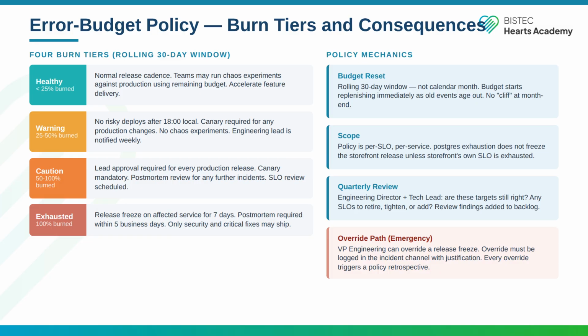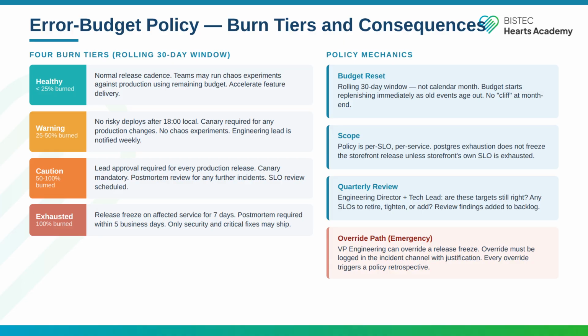Four tiers. Under 25% burned: normal release cadence, run chaos experiments, accelerate feature delivery. This is healthy. Warning at 25 to 50%: no risky deploys after 6 p.m. local time, runbook required for any change touching production traffic. Caution at 50 to 100%: lead approval required for production releases, canary mandatory, high-risk changes blocked. Budget exhausted: 7-day release freeze on the affected service. Postmortem required before the freeze lifts.